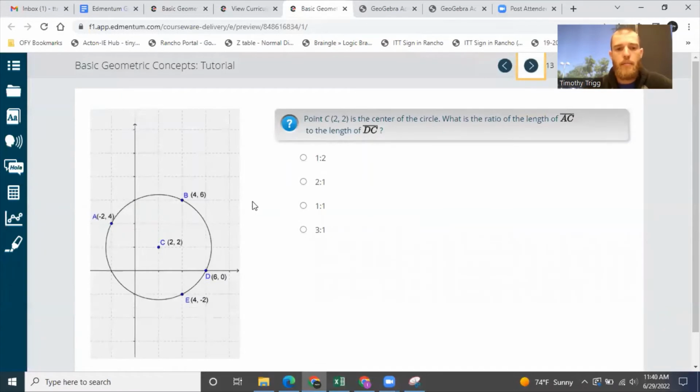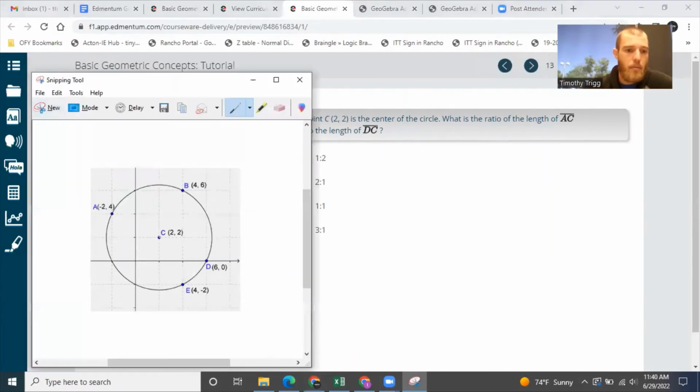Okay, so here we have a circle. It says point C, 2, 2, is the center of this circle. What is the ratio of length AC to length DC? So they're asking the length from A to C, and D to C. Well, what do you think is longer, the distance from A to C or the distance from D to C? Well, it should be the same, right? Because once again, the distance from the center to the circle itself will be the same. So the distance from C to B is also the same, and the distance from C to E is also the same. These will all be the same length.